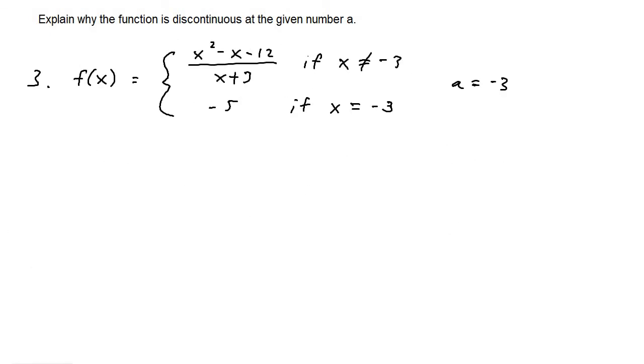So now for number 3, we have f of x equals another piecewise function. So we have x squared minus x minus 12 over x plus 3 if x is not equal to negative 3. And then we also have f of x equals negative 5 if x is equal to negative 3, and our a value is negative 3.